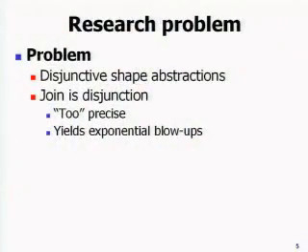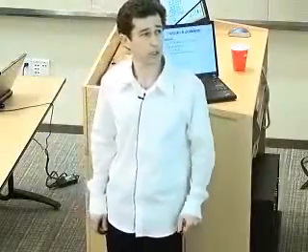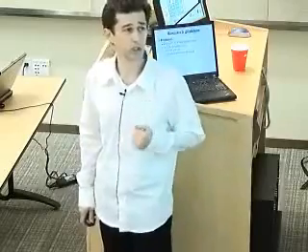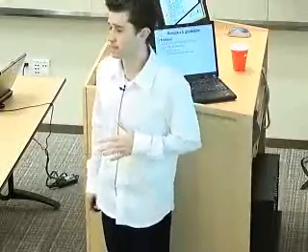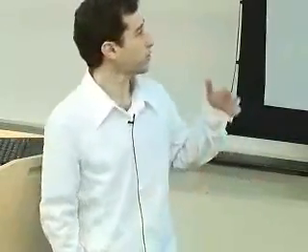So here's a research problem that interests me. There are various kinds of shape abstractions, and these highly precise shape abstractions actually use disjunction as their join operation, which means that they are very precise, but in some sense more precise than they need to be, meaning that they track more correlations than they need in order to prove the properties that we are interested in. And because they use disjunction, the state space very easily blows up. So these abstractions can be either exponential or even doubly exponential.